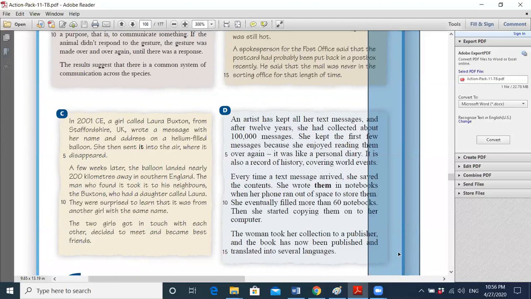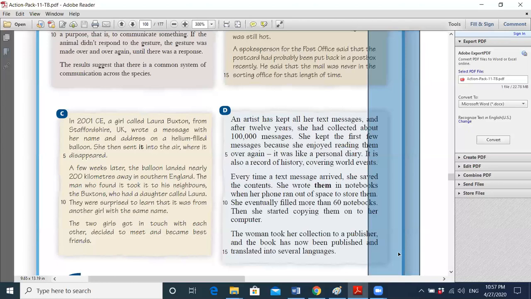It is also a record of history covering world events. So while this lady was writing messages, she probably mentioned things that were going on in the world at the time. So her messages were not only a personal diary, but they were also a record of history and of world events. Just like something very close to what we're living now.